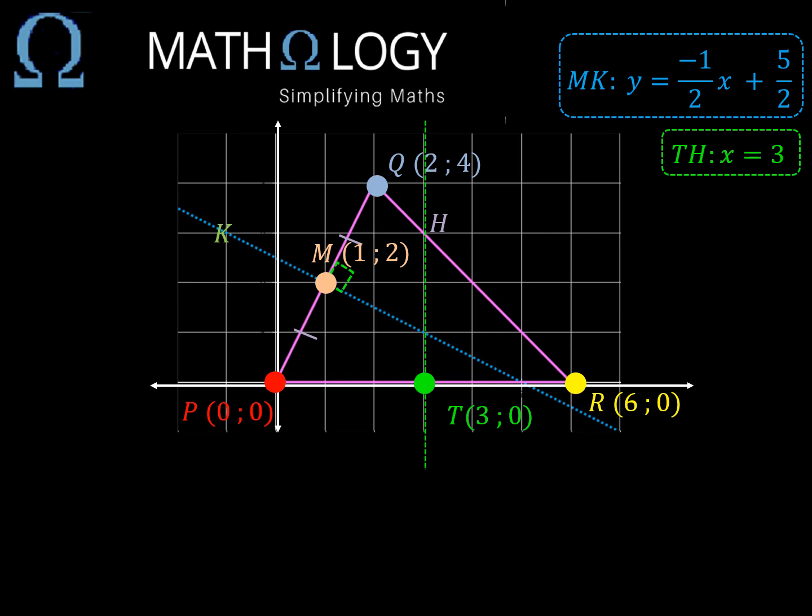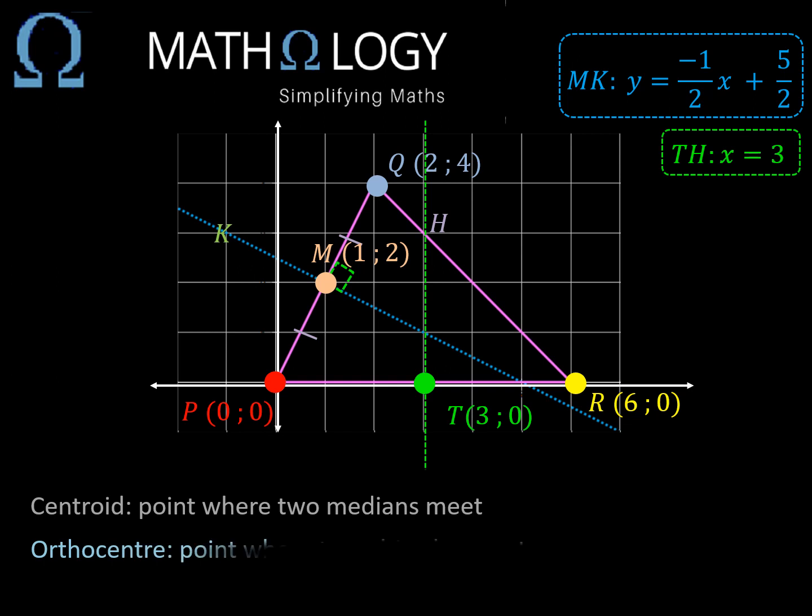Before we continue, it is important to note the following. The point where two medians meet is called the centroid. A median is a bisector of a line. So, in this example, MK is a median of PQ. The point where two altitudes meet is called the orthocenter. An altitude is a line that is perpendicular to another line. So, MK is an altitude of PQ.